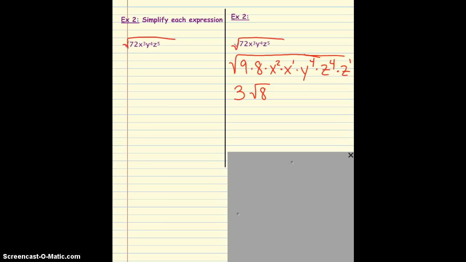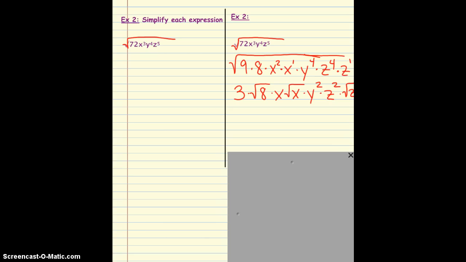Square root of x squared is x. Let's see, x to the 1st power, we've got to keep that as square root of x. Square root of y to the 4th is going to be y squared. Square root of z to the 4th is z squared. And z to the 1st, it's an odd exponent, so we have to leave it as square root of z.